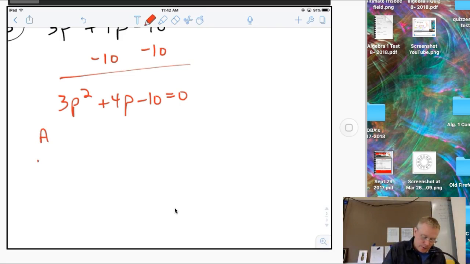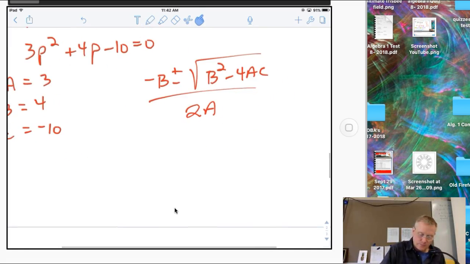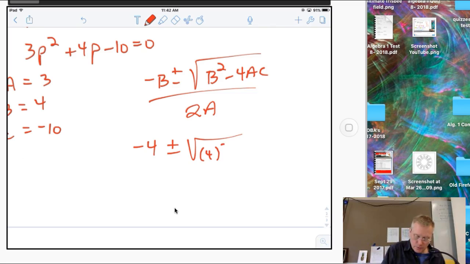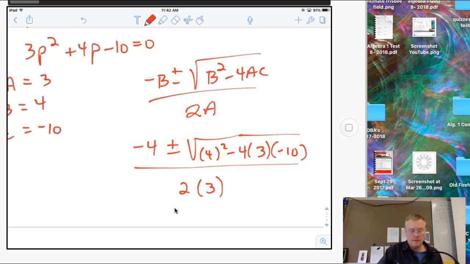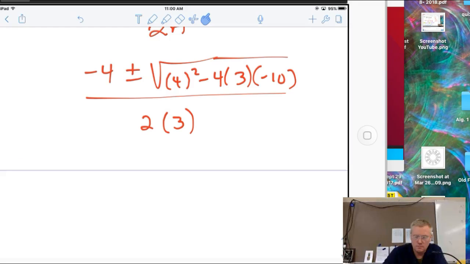And now I'm going to solve it. Quadratic formula, A, B, C. A is 3, B is 4, C is negative 10. Plug those into the quadratic formula, negative b plus or minus the square root of b squared minus 4ac all over 2a. And so negative b will be negative 4 plus or minus the square root of b squared minus 4 times a is 3, c is negative 10, all over 2a. All right, so all I did was plug in the numbers so far.